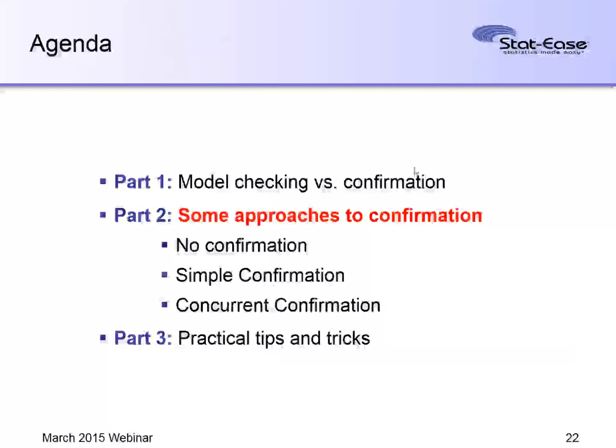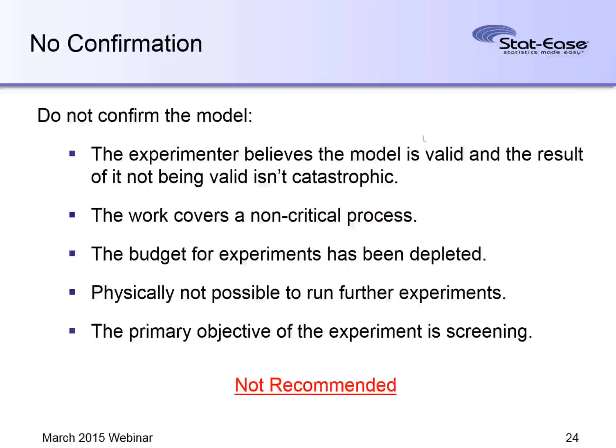This brings me to the second part of this talk, which is some approaches to confirmation. I'm going to talk about two approaches that are fairly straightforward, and I'm going to introduce a third approach that you may not have seen before that can be quite useful in cases where you can't do these two steps. The first approach, well, the first slide is not a very exciting slide because it's actually no confirmation. You could always choose to not confirm a model and then take the results as they are.